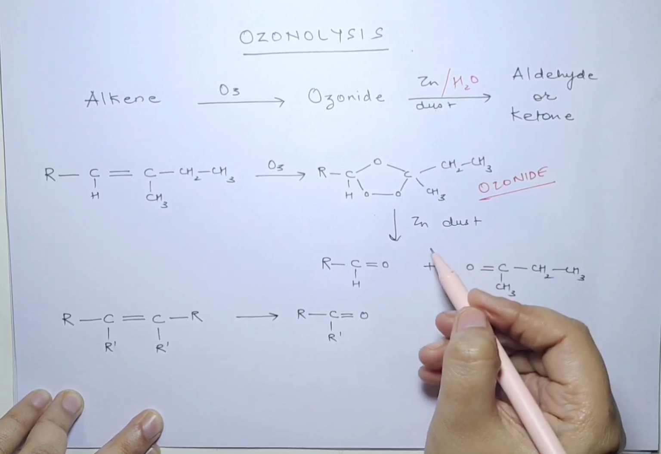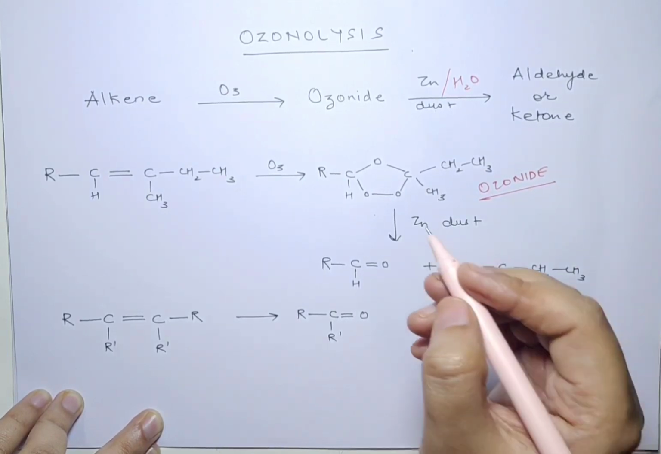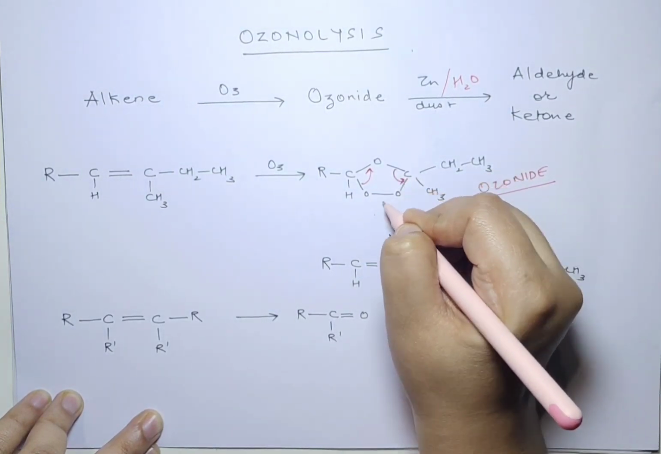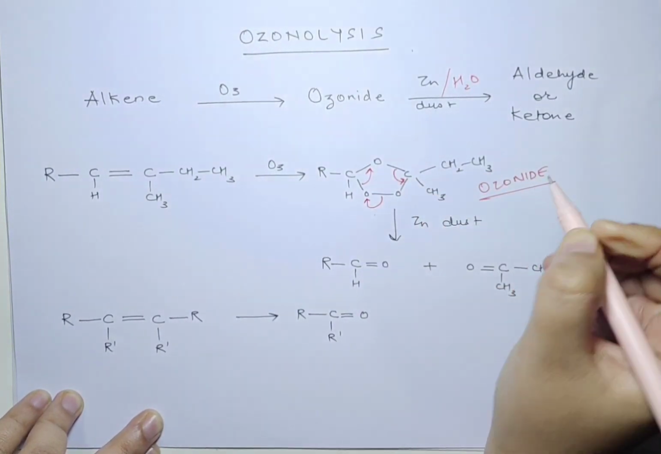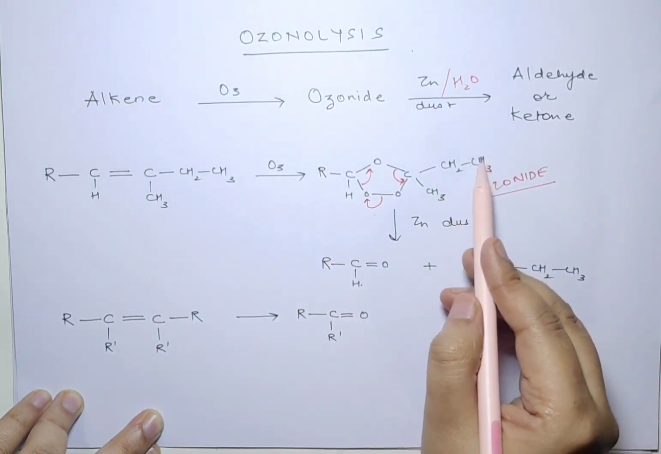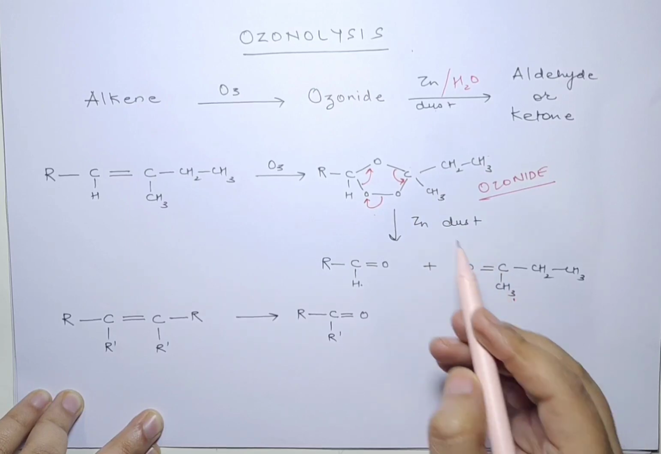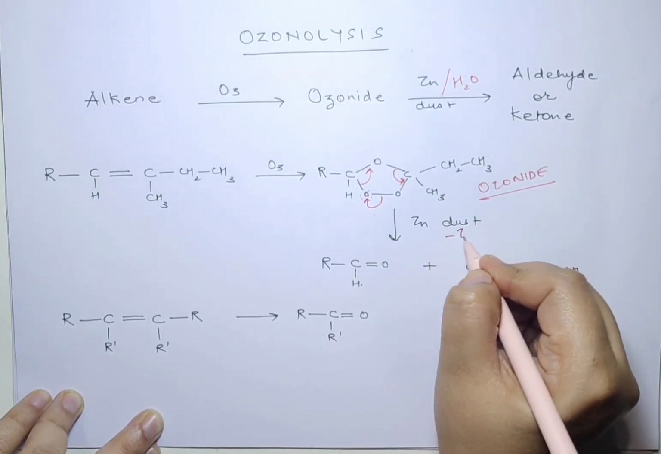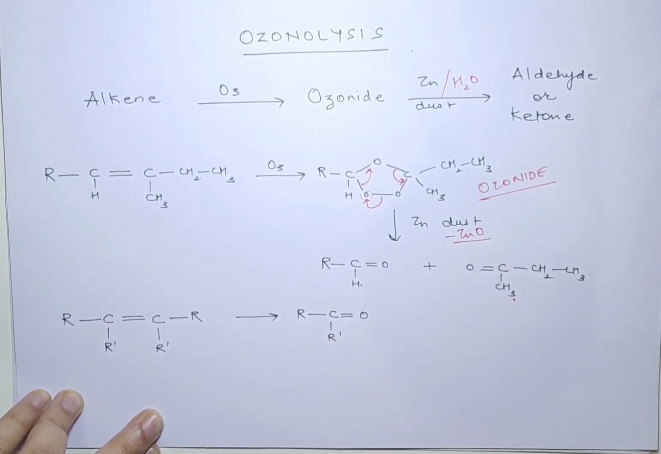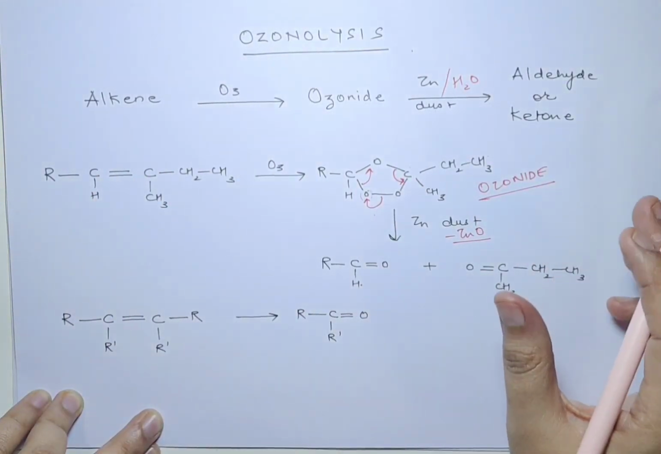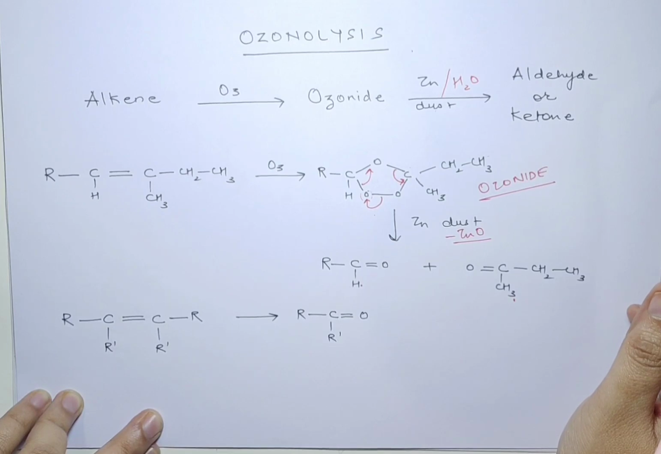Then when you add zinc dust into it, what happens is this goes here, these electrons go here, these electrons go here, and these electrons go here. And what you get is this compound, then this you get, and then this oxygen that is left combines with zinc and ZnO is formed, which is removed. But if you don't have time for this, if you just want to know the products that would be formed upon ozonolysis, there is a very simple method.